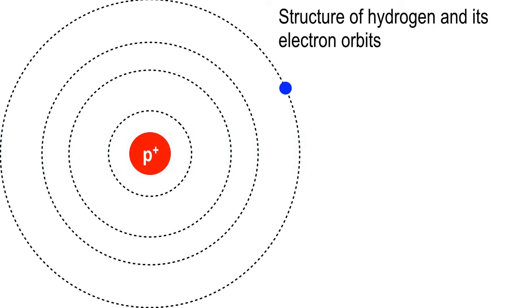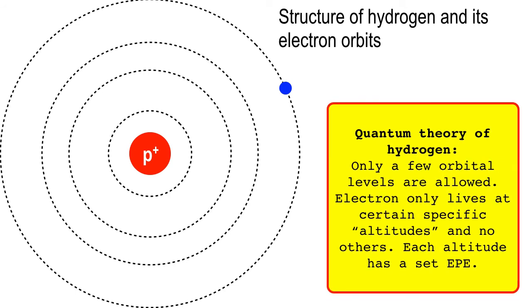Here's what we know. Here's what we figure is happening, and we mentioned this last time. Only a few orbital levels are allowed. An electron can only live at specific orbital altitudes. You can think of it as kind of like air traffic controllers.